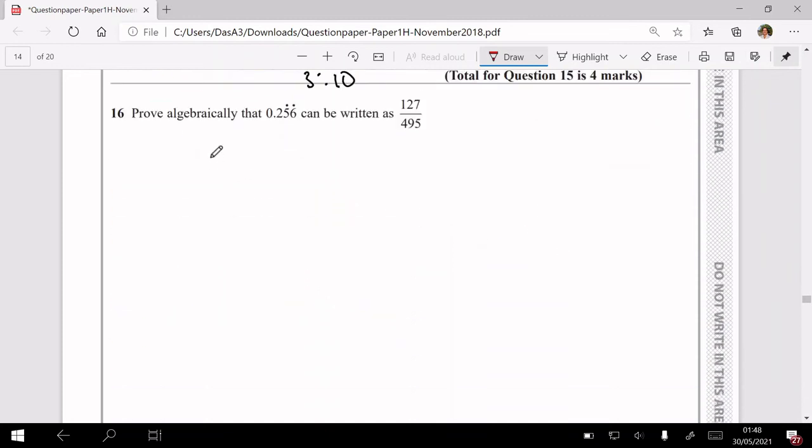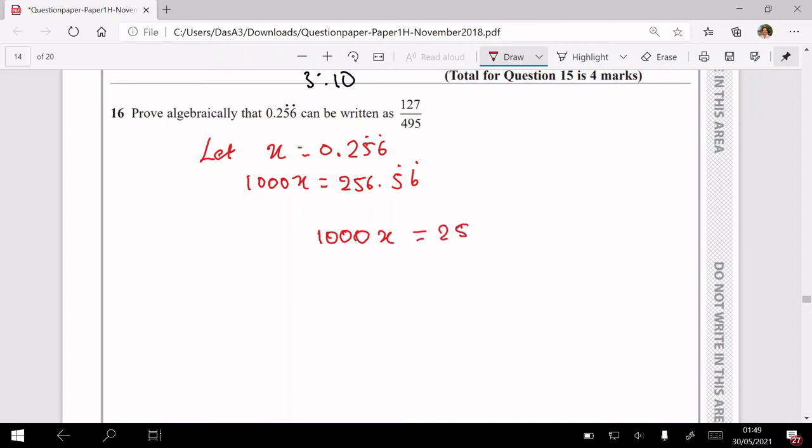Now for question number 16, prove algebraically that 0.256 recurring can be written as 127 over 495. So first things first, let x equal 0.2565656 recurring. So if x is this, then 1000x is equal to 256.56 recurring.